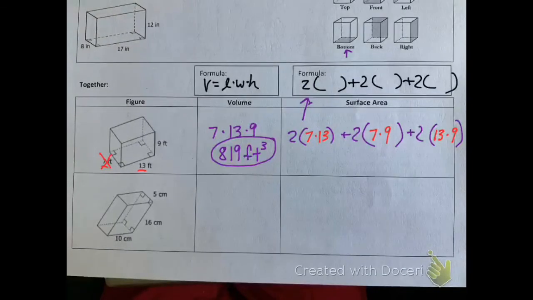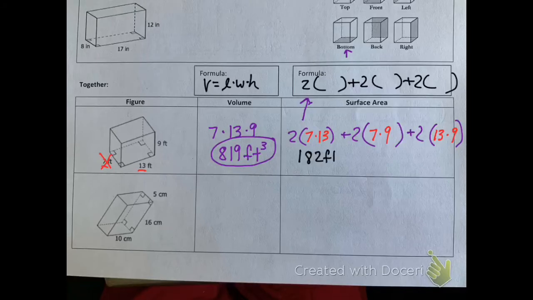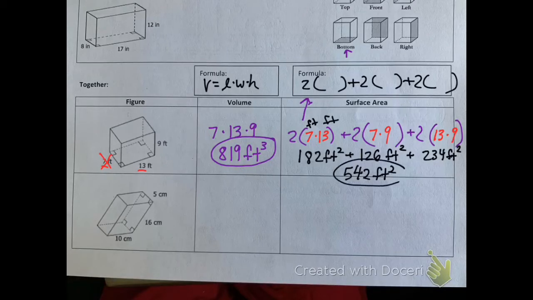All right, so from here we're just multiplying. 2 times 7 times 13 is 182 square feet. How come it's only feet squared? It's because we have 7 feet times 13 feet. The 2 does not have units attached. You're just doubling that since there was a top and a bottom. The next parenthesis, 2 times 7 times 9 is 126 square feet. And then 2 times 13 times 9 is 234 square feet. So if I add these three numbers together, I get 542 square feet.